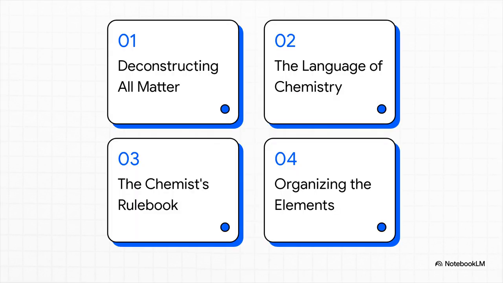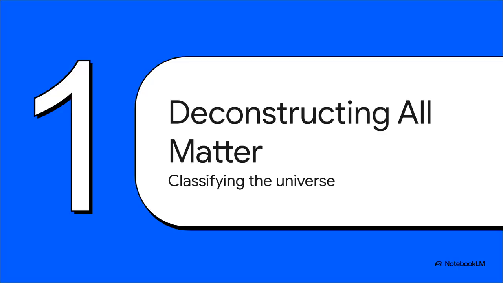All right, so here's our game plan. We're going to start by breaking down how chemists sort everything in existence. Then we'll get into the language they use to describe it all. After that, we'll look at the rules they follow to make new discoveries. And finally, we'll check out their ultimate cheat sheet for organizing it all. Okay, first things first. Let's get organized.